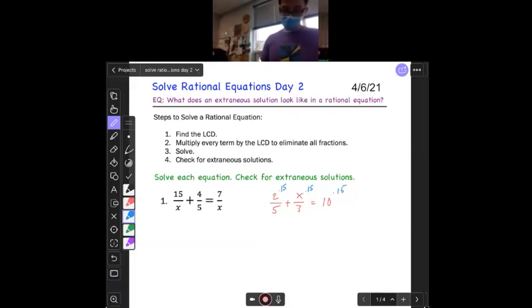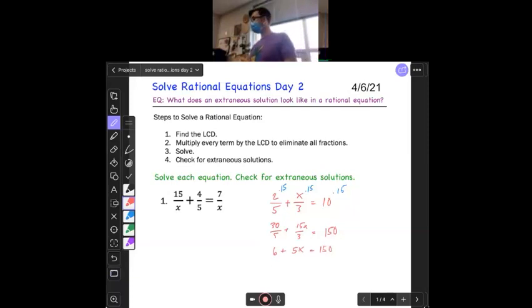Well, 2 times 15 is 30, so I'd have 30 over 5. And 15 times x would be 15x, so 15x over 3. And of course, 15 times 10 is 150. And then I would just reduce those fractions. 30 divided by 5 is 6. 15x divided by 3 would be 5x equals 150. And now I can solve that equation instead of the original equation, knowing that it's going to have the same answers because I kept balance.